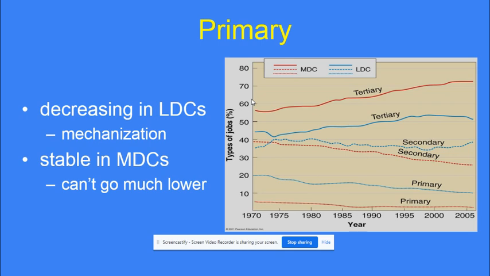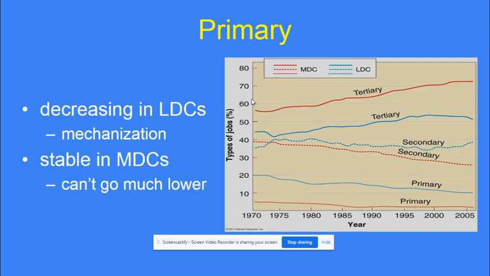So some basic information about the sectors just quickly. The primary sector is decreasing in LDCs because of increased mechanization, especially in agricultural work. You know that fewer people are required essentially to complete those tasks. The primary sector is relatively stable in MDCs, and that frankly is because they really can't go much lower. The primary sector is already kind of as low as it could be.